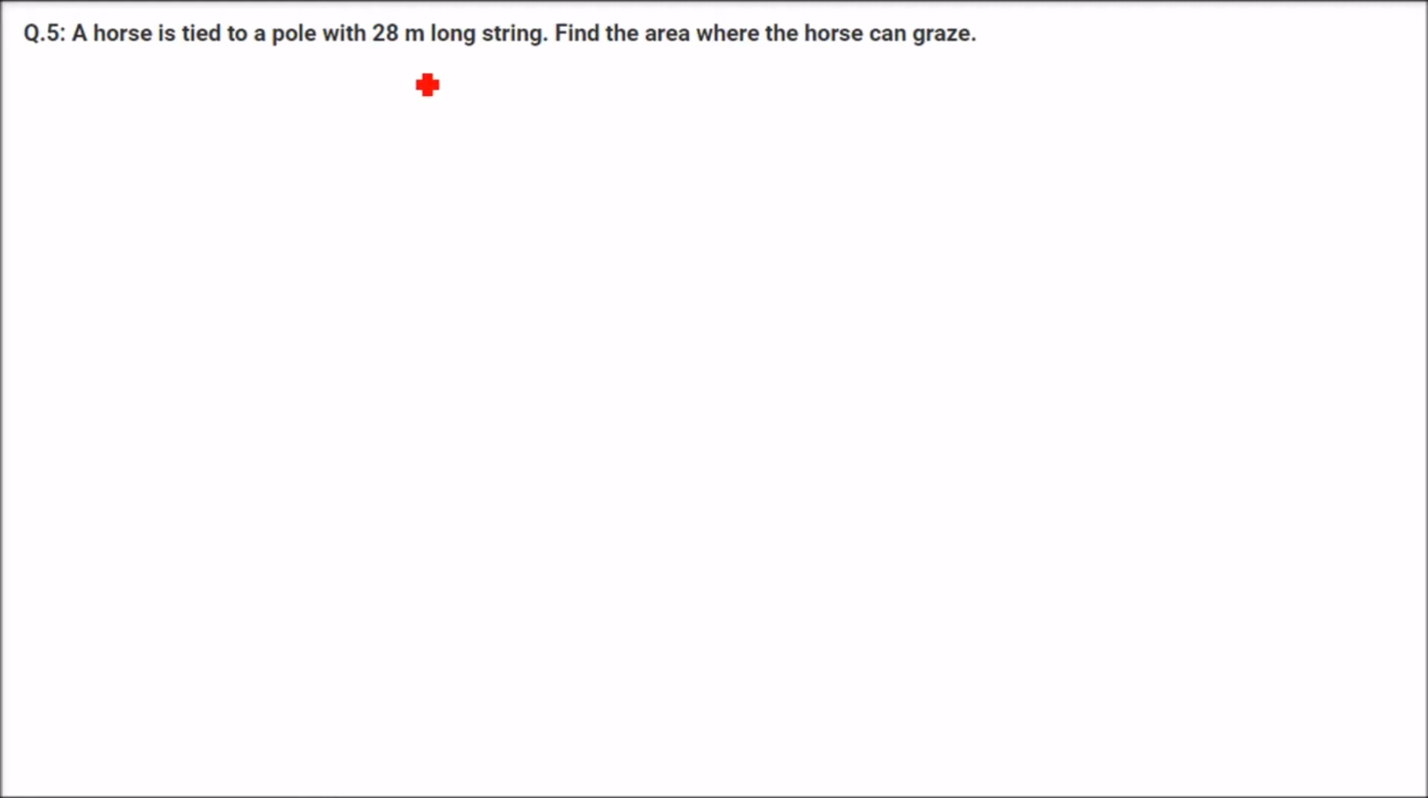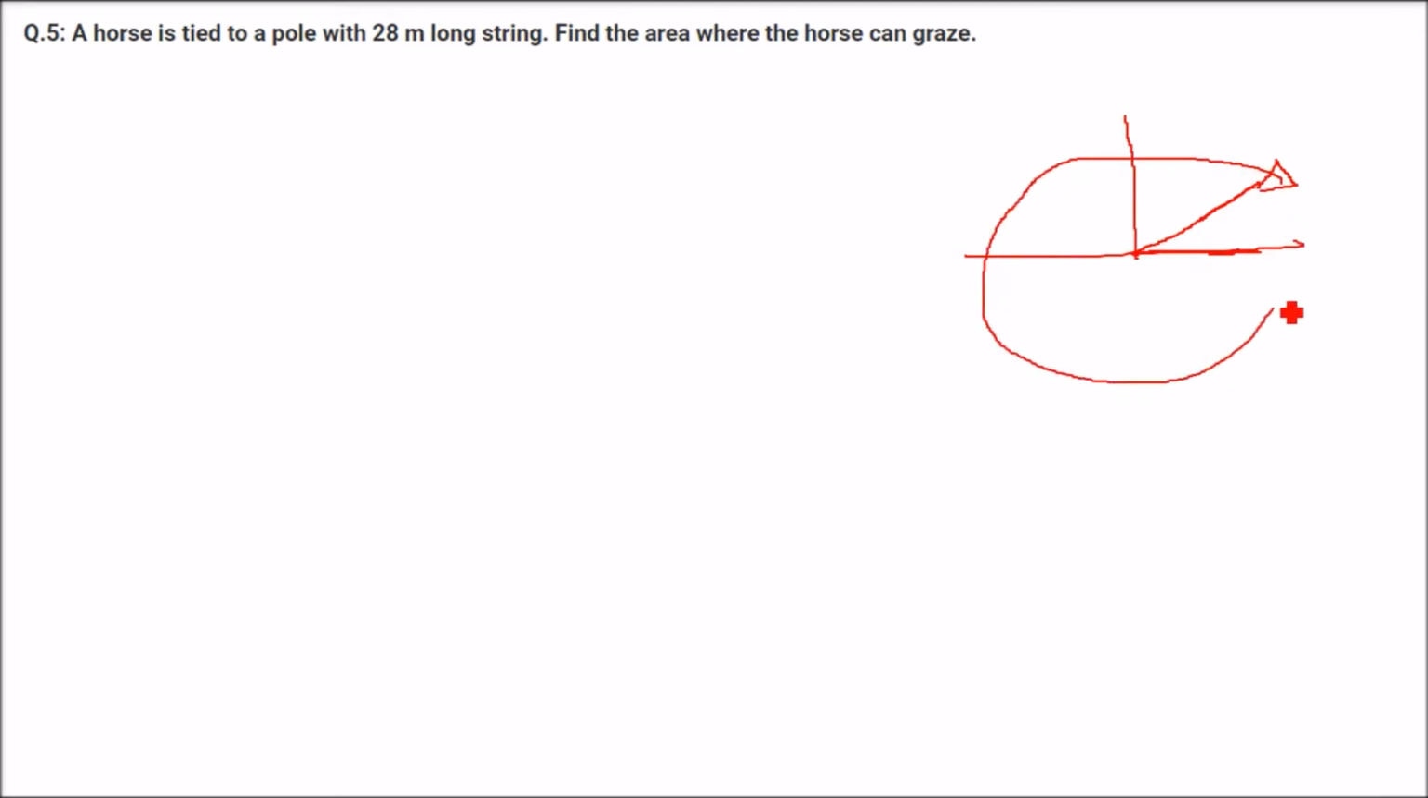A horse is tied to a pole with a 28-meter long string. Find the area where the horse can graze. So there is a horse which is tied to this pole. Now when you have a horse, say this is the horse, and it is being attached by a string, let us take it as a straight string.